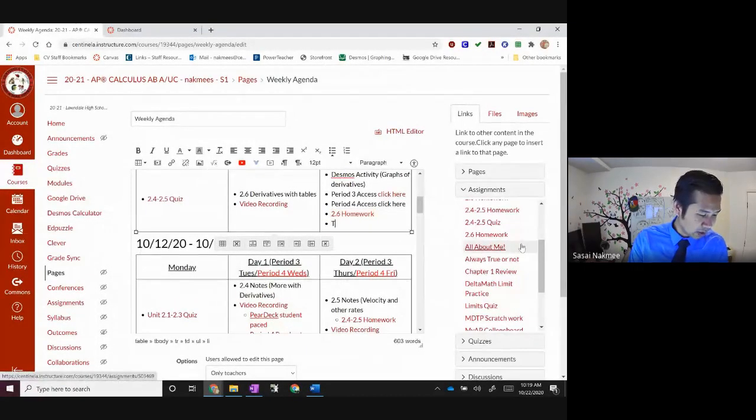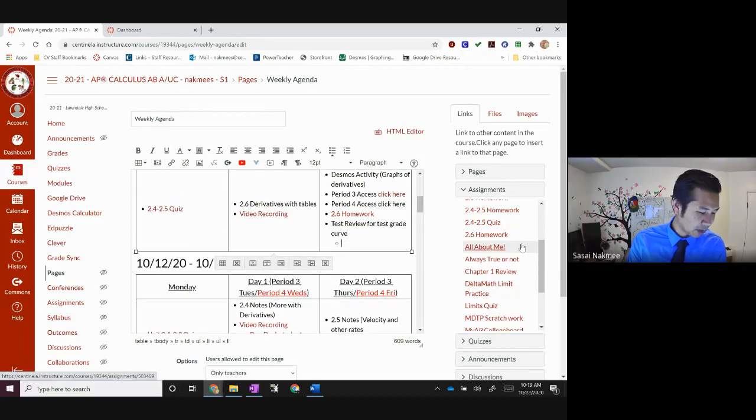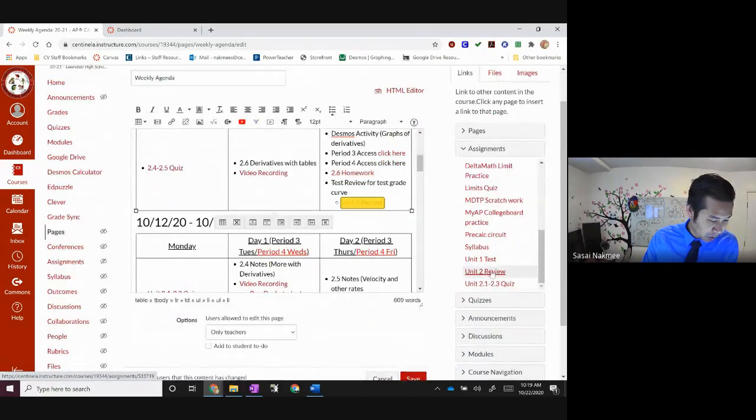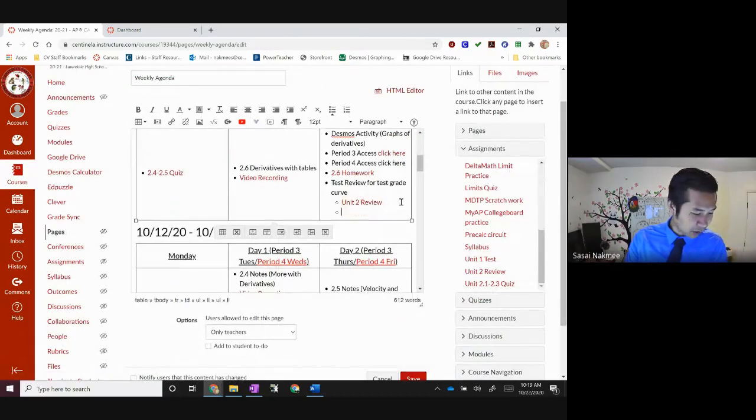And then here are the test reviews. Test review for the test grade curve. So this first one is going to be the Unit 2 review, which is right there. And the other one is going to be on Delta Math. And I'll let you guys know how to get there. Delta Math is just the site. I'll post that up today.